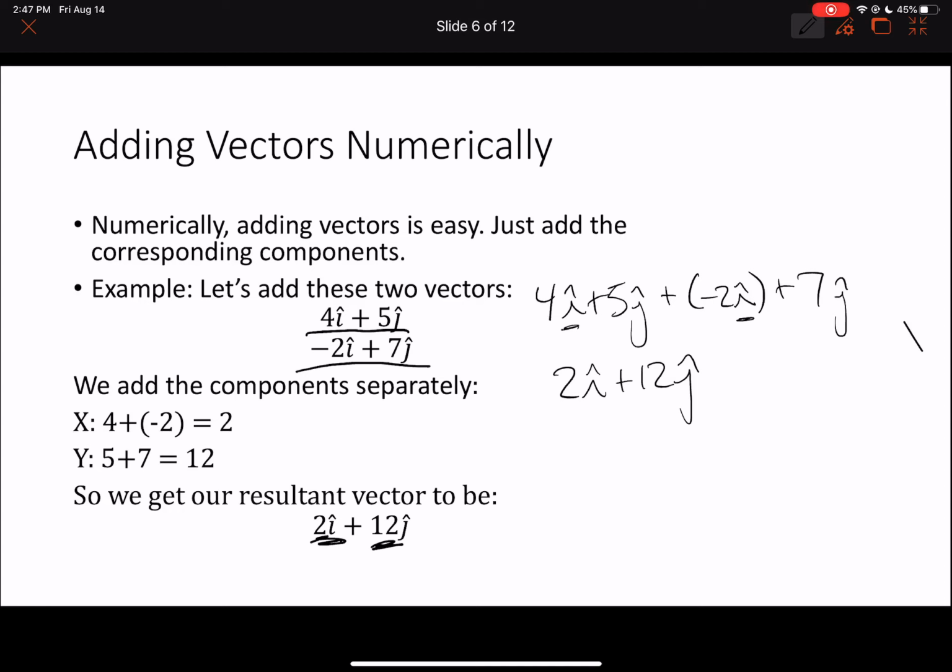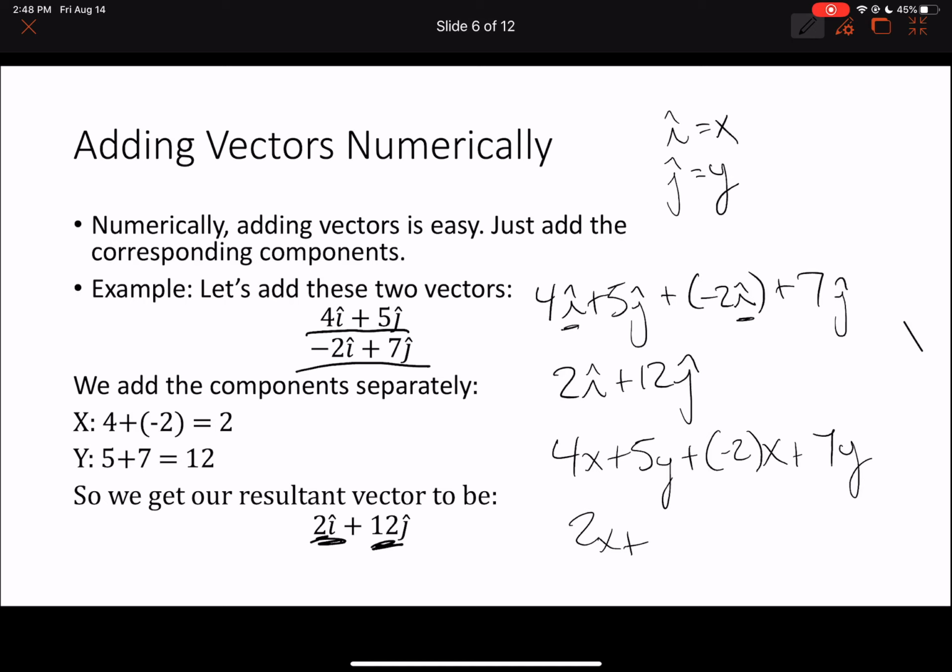If the i hats and j hats confuse you, you replace i hat for x and replace j hat for y. And then it becomes maybe much more obvious. 4x plus 5y plus negative 2x plus 7y. Okay, well that's 2x plus 12y. And then just replace the i hat back afterwards, 2i hat plus 12j hat. And you get your answer.